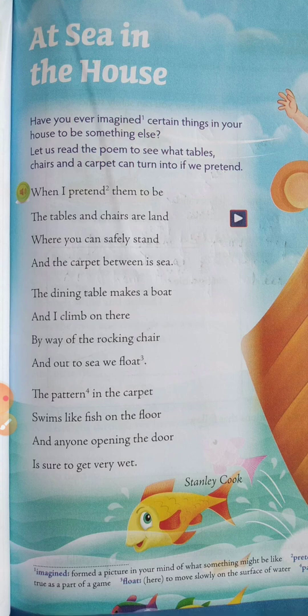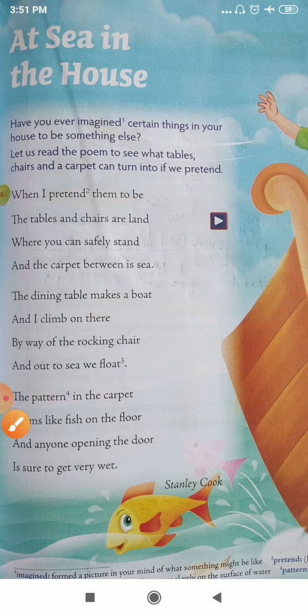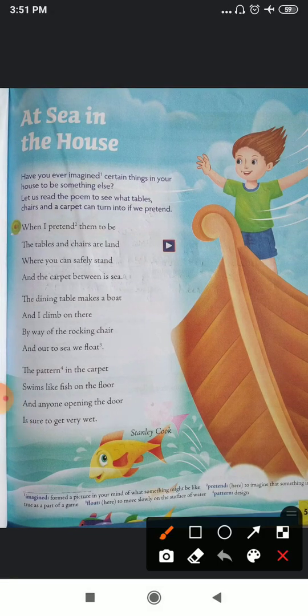When I pretend them to be, the tables and chairs are land where you can safely stand, and the carpet between is sea. The dining table makes a boat, and I climb on there by way of the rocking chair, and out to sea we float. The pattern in the carpet swims like fish on the floor, and anyone opening the door is sure to get wet.